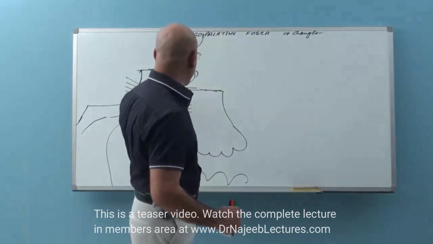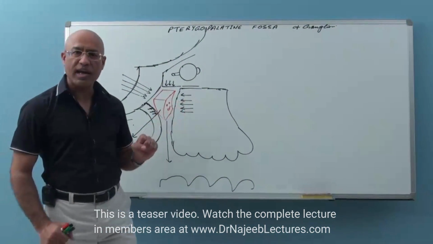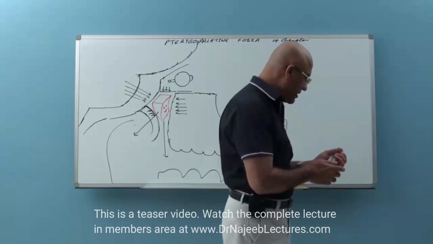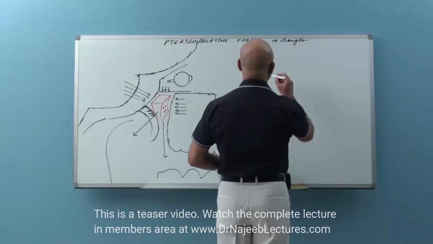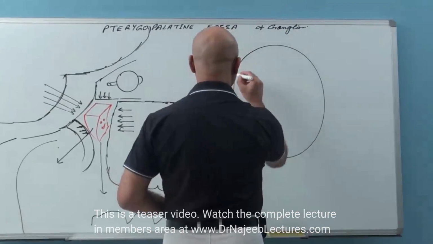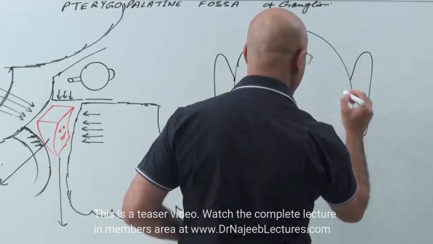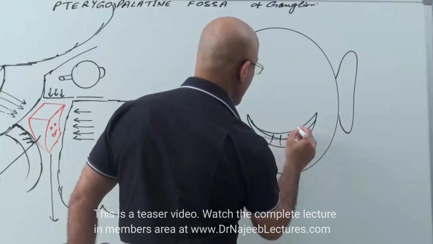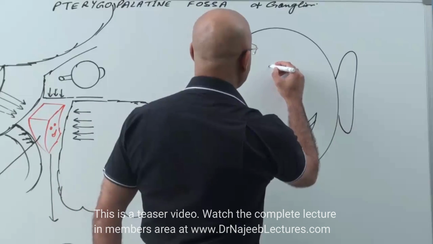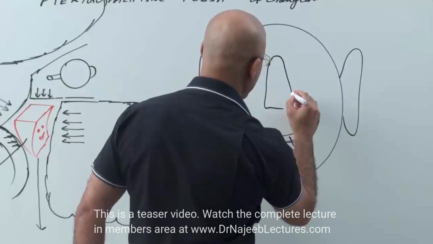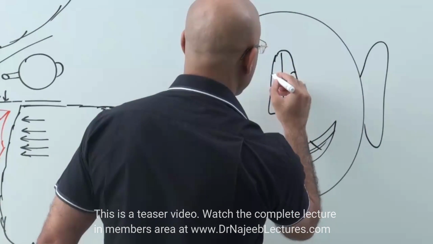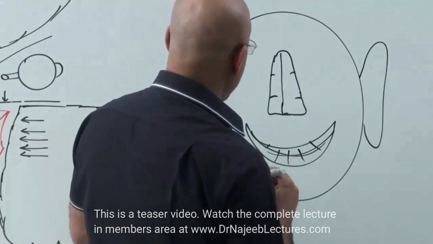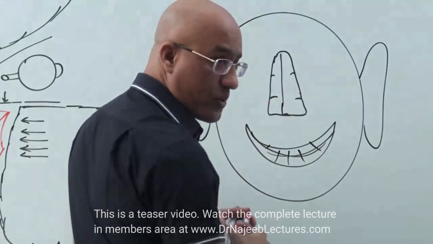So let me draw one more diagram where I will show its relationship with the infratemporal fossa and the nose, right? Look at it. Here are your big ears, right? And a big smile, just for orientation. Here happens to be your nose, the nasal cavity. Now on the side there are eyes, of course.